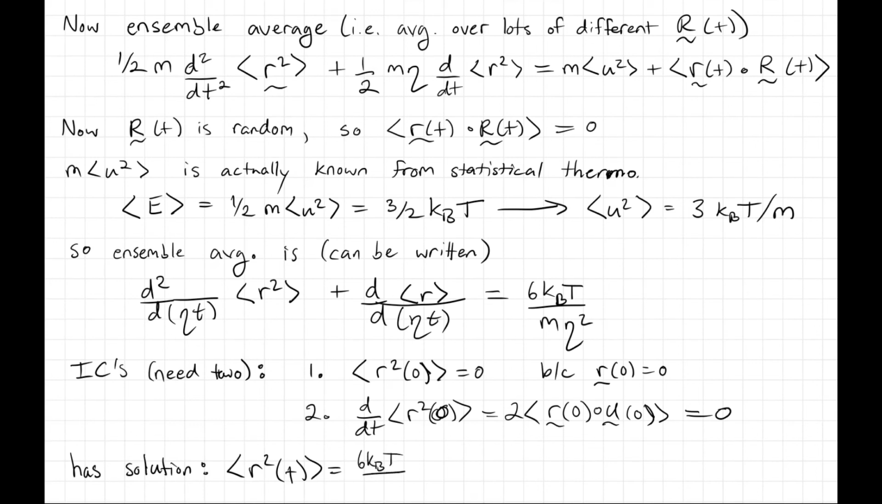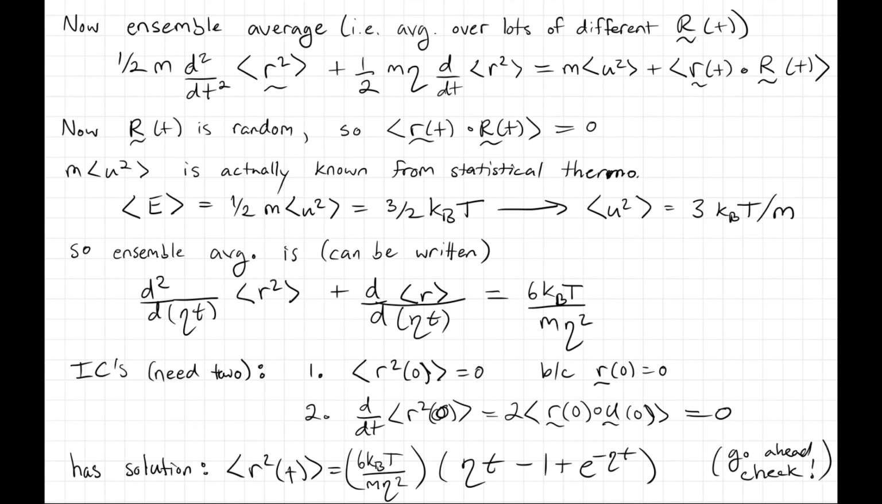So if I know that, then I can look for the solution, and the solution turns out to have 3 terms. They all have a prefactor because the right-hand side had a forcing factor of 6 kBT over m times eta squared. But then there's a non-dimensional portion that goes outside, which can be written in terms of eta t. I've written out the solution here, and you can go ahead and check that it works.